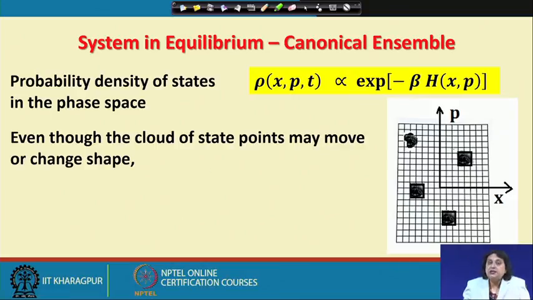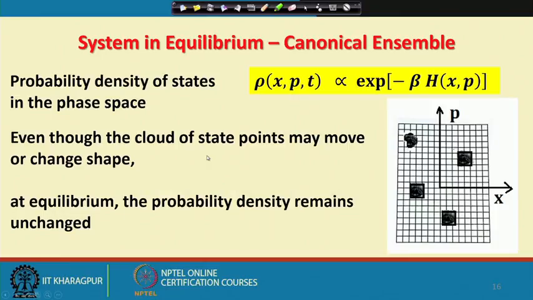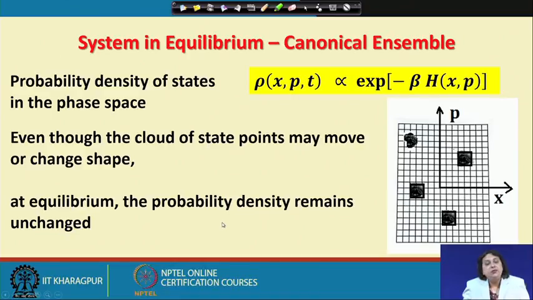Then since something is changing at the microscopic level, how do I say that the property A that I measured at these microscopic states on averaging is going to give me a time independent value? That is what I expect when I say that system is at equilibrium. And therefore, comes this very important result that when the system is at equilibrium, the probability density remains unchanged. So, which means that rho of x, p, t, its explicit time dependence is equal to 0.